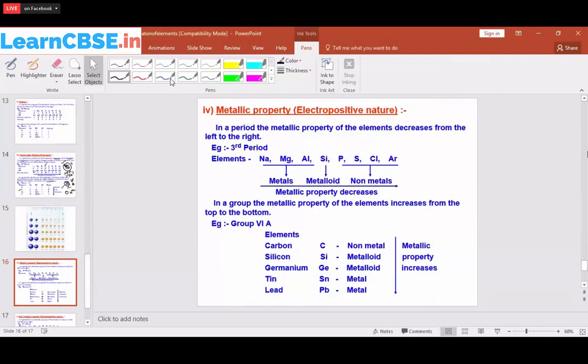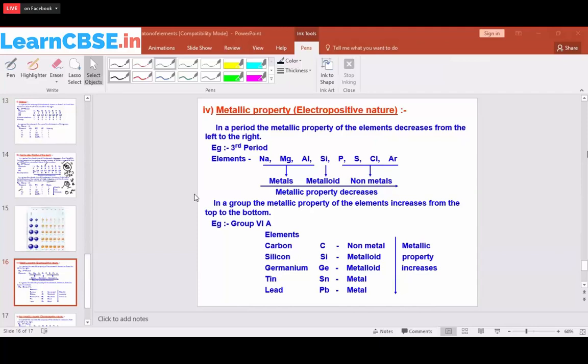Next one is the metallic property. What is meant by metallic property? The metals always lose electrons, so we call it a metallic property. In a period, the metallic property of the elements decreases from left to right. So we have sodium, magnesium, aluminium, silicon, phosphorus, sulfur, chlorine and argon. In this case, we are taking the third period. Sodium, magnesium, aluminium are metals.